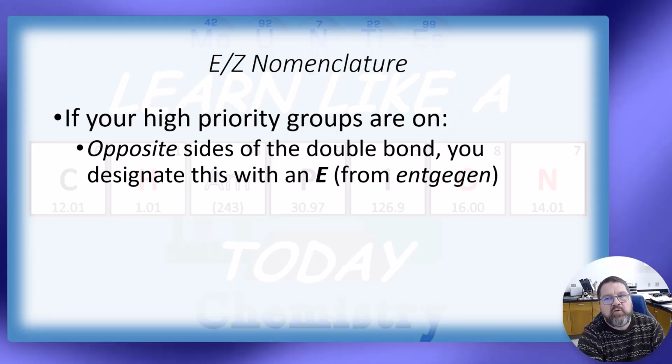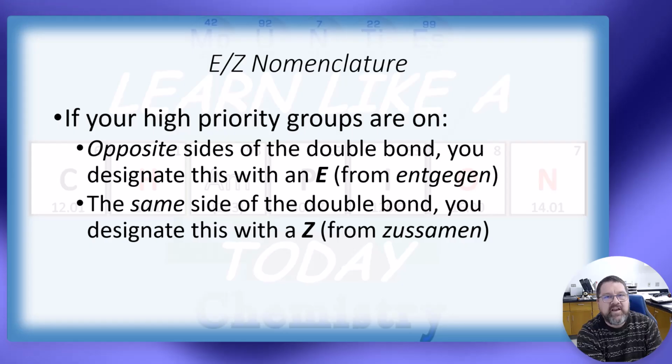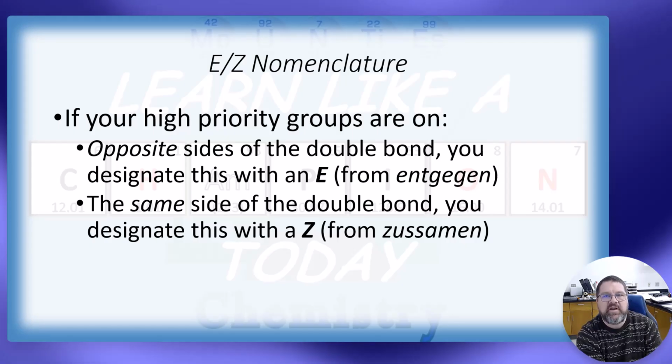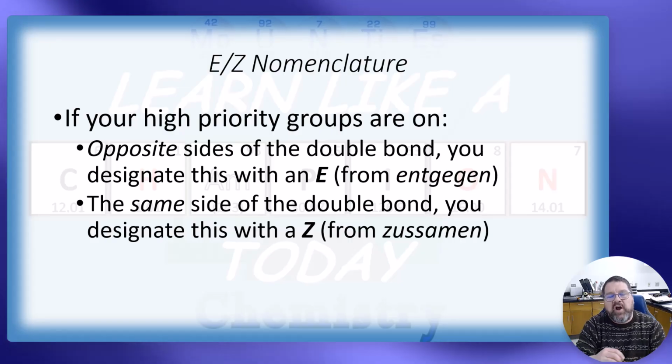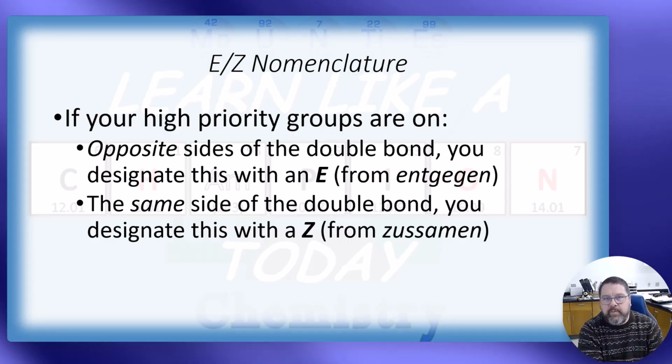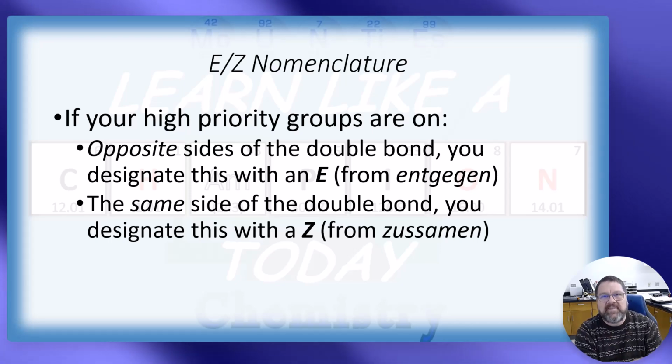If, however, your high priority groups are on the same side of the double bond, then that gets a Z designation, the letter Z coming from the German word zusammen. And so an easy way to remember that is if your high priority groups are on the same side of the double bond, then it gets a Z designation.